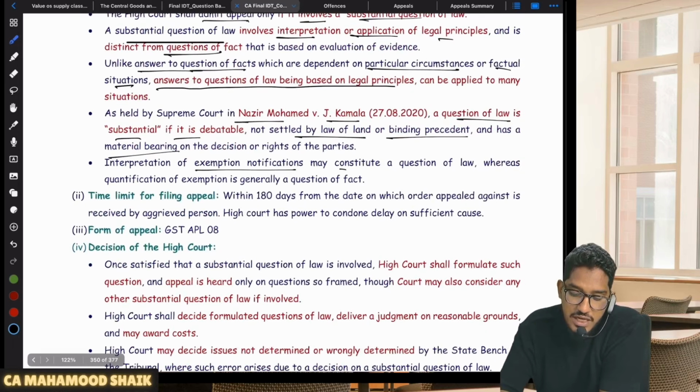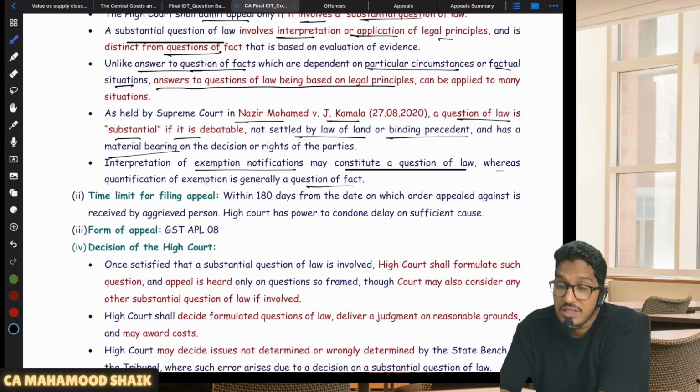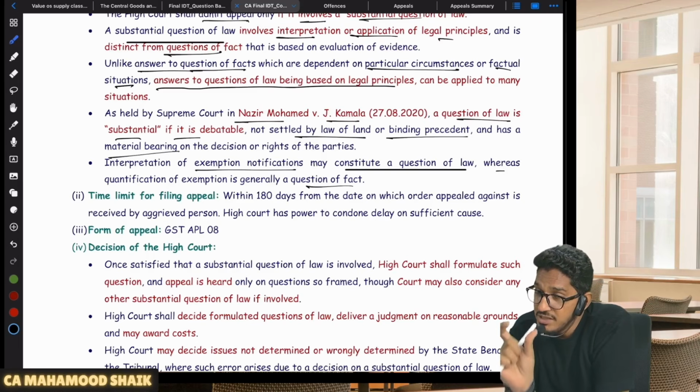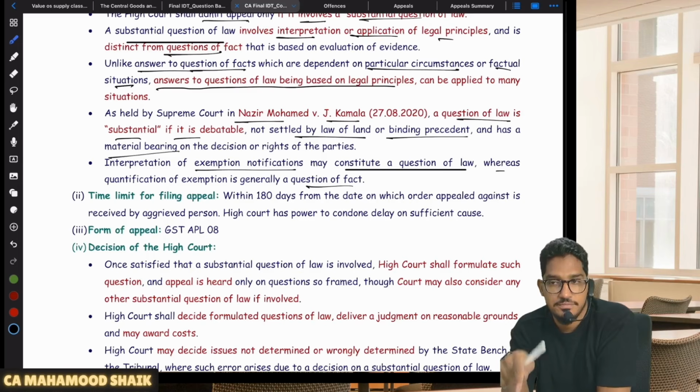Interpretation of an exemption notification may constitute a question of law, whereas quantification, what is the exemption amount, that is a question of fact. This example I have already used. Whether exemption is applicable or not, question of law. If exemption is applicable, what is the amount of exemption, question of fact.